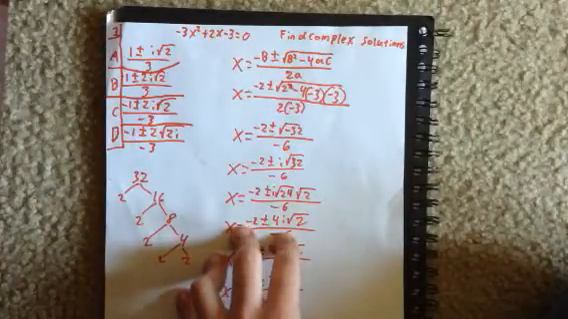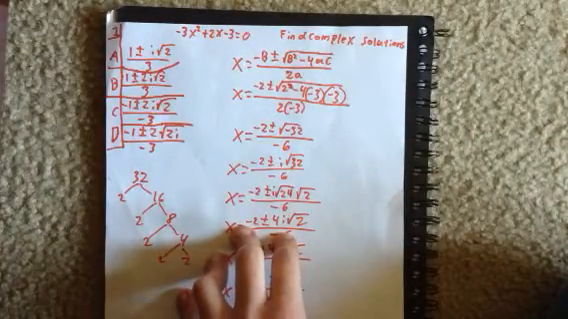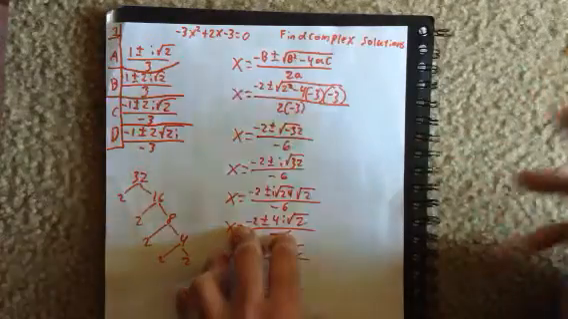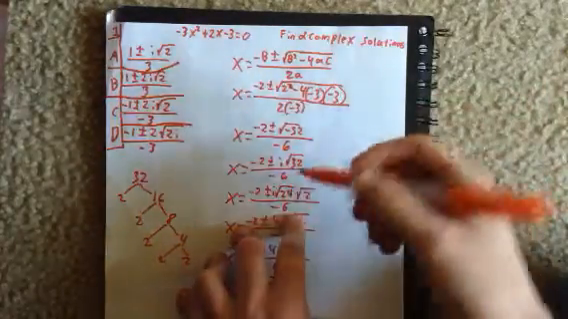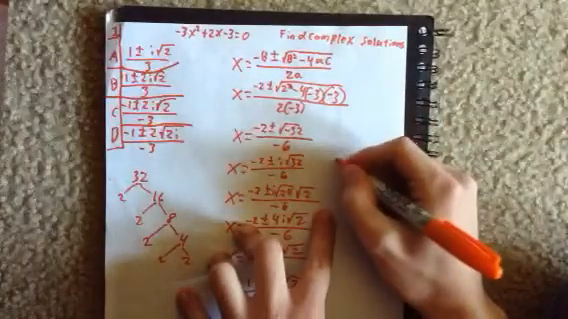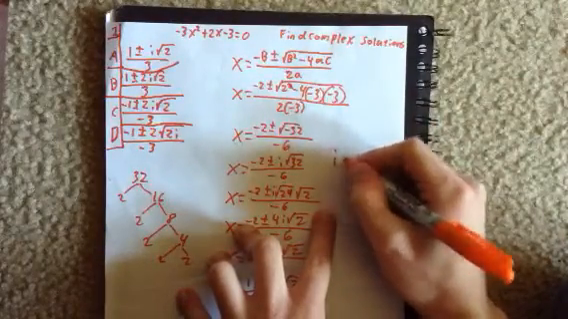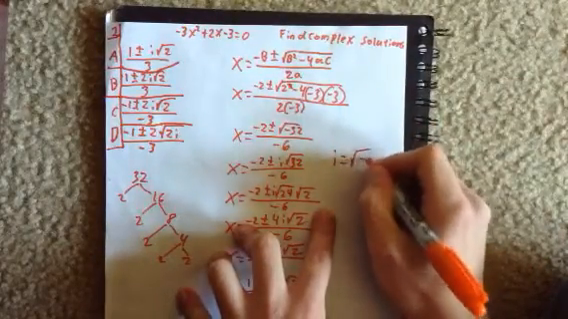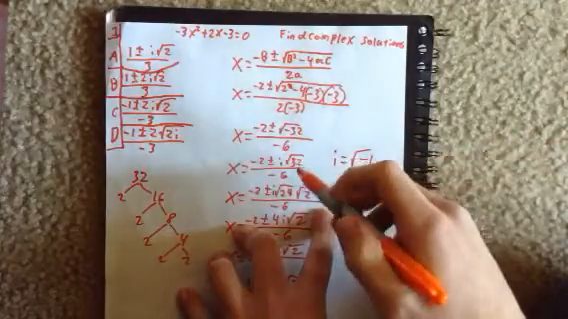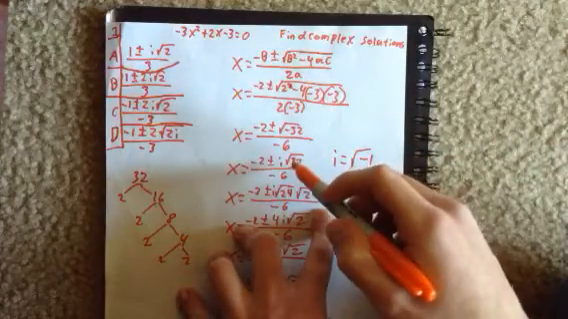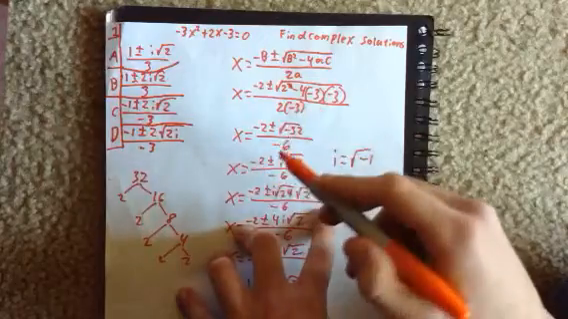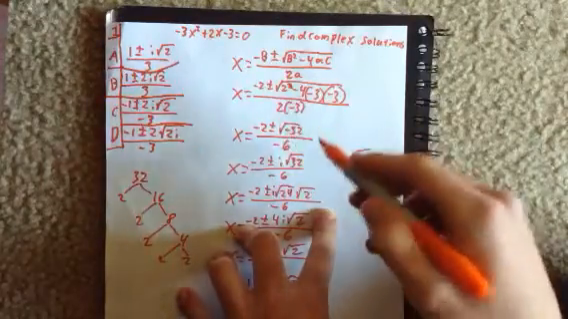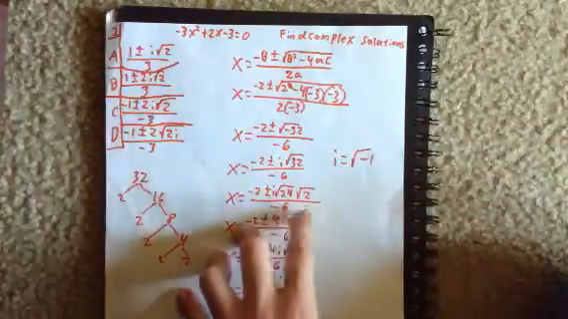But we cannot have negatives in the square root, so we need to get rid of that negative. To do that, we put i in the equation, because i equals the square root of negative 1, and that gets rid of that negative there. So now our equation is x equals negative 2 plus or minus i times the square root of 32, over negative 6.